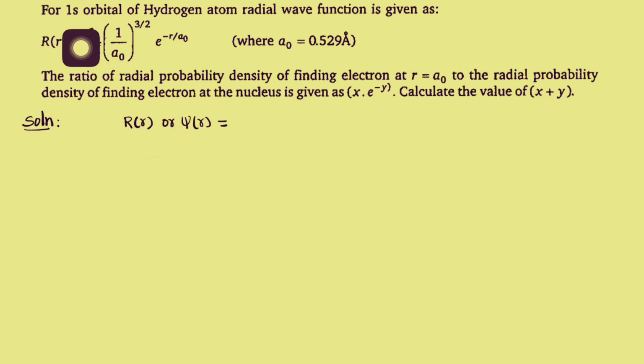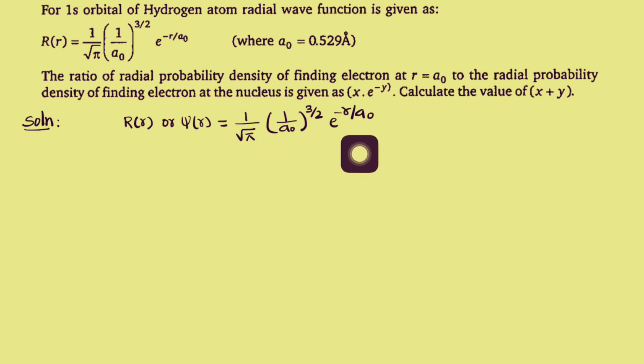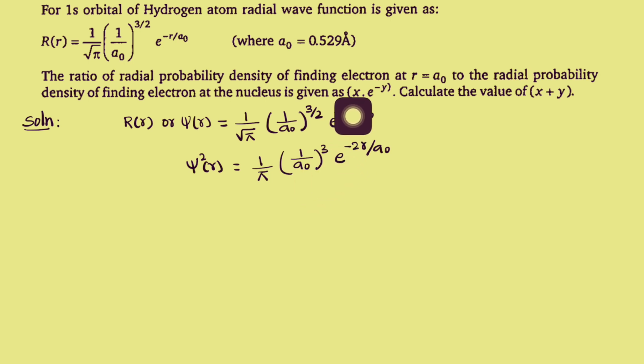First of all, I will write the radial wave function of hydrogen atom, that is R of R or psi of R, and that is equal to this expression. Now, where A0 is Bohr radius and R is the distance from the nucleus. Now, let's figure out the radial probability distribution function. So this will be psi square of R, and you have to square this. So if you square it, you will be getting 1 upon root pi square will be 1 upon pi, and this will be giving you this, and this will be to the power minus 2r by A0.